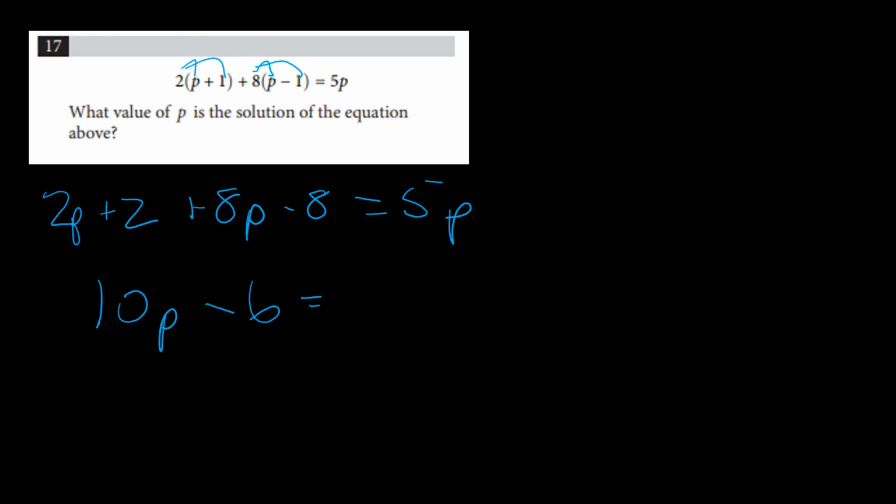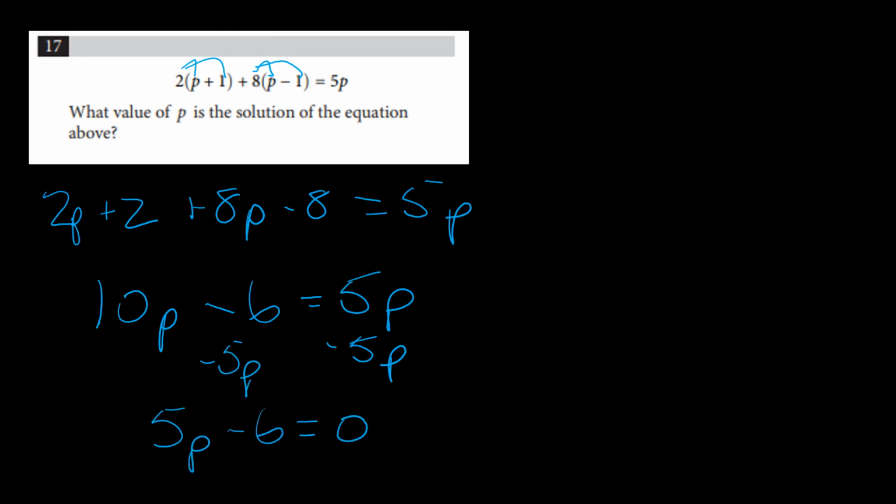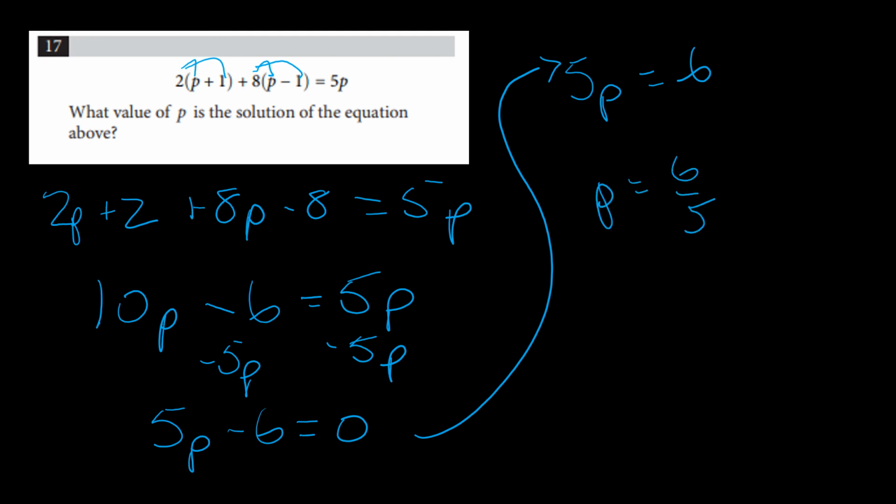Cool. What is the value of P in the solution to the equation? Well, let's just do some simple distribution here. 2P plus 2 plus 8P minus 8 equals 5P. Let's combine some like terms. 10P minus 6 equals 5P. Subtract 5P from each side. We get 5P minus 6 equals 0, or 5P equals 6. If we add that 6 over, that means P equals 6 over 5, because we divide each side by 5, just like that. There we go.